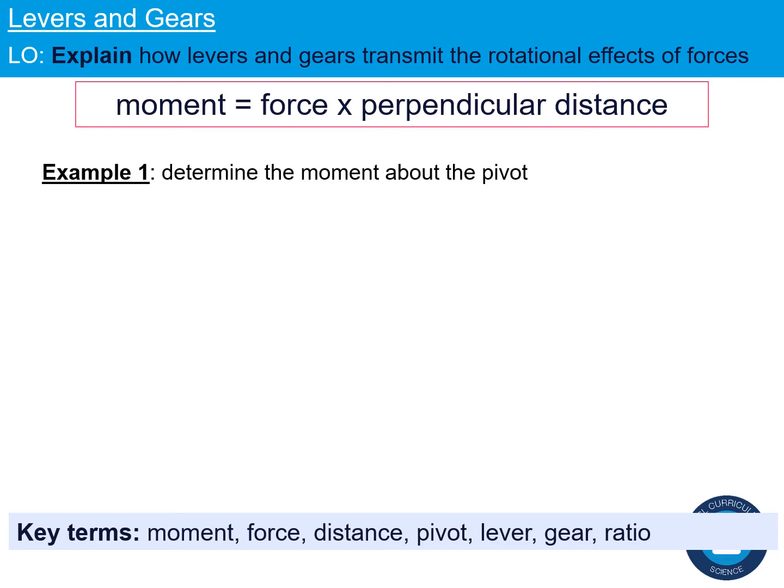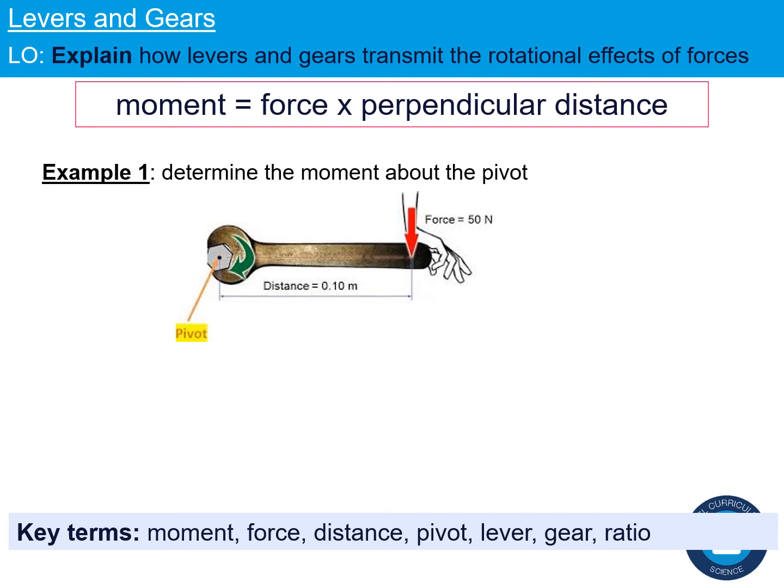So example number 1, we are going to determine the moment about the pivot, and this is the situation. We can see the nut has been labelled as the pivot. The distance between the pivot and the applied force is 0.10 metres and the force is 50 newtons. We always start by writing out the equation in words, so moment equals force times perpendicular distance.